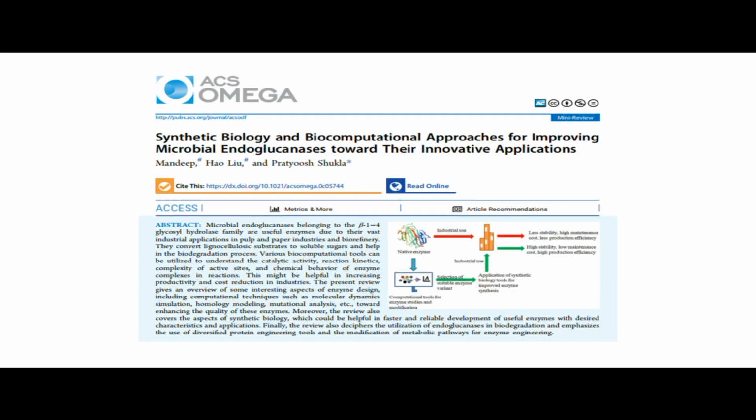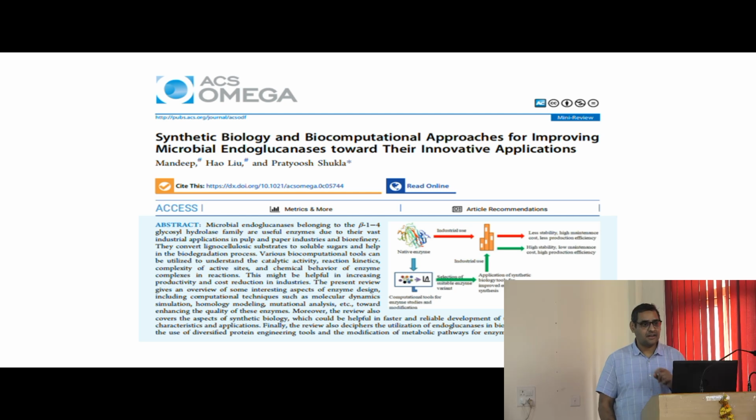Articles which give you information about enzymes used in various applications, that is synthetic biology and biocomputational approaches, and the first author of this paper is sitting here. He is Mandeep. He is right now an assistant professor at Hansraj College, DU. He wrote this paper and he has the copy, so you can get it. I also can give you the copy.